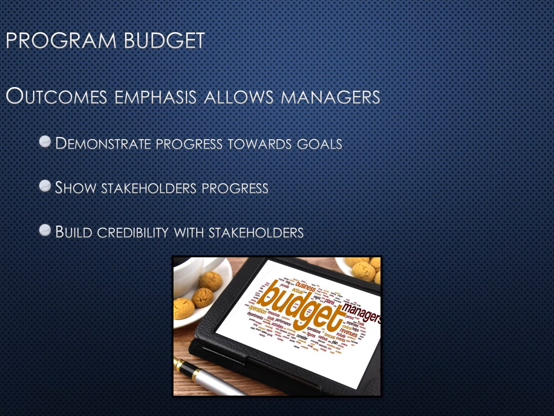Looking at a budget from an outcomes emphasis allows the manager or the administrator to demonstrate progress toward goals, show our stakeholders progress. So this could be the public, the board of directors, and so on and so forth, and also build credibility with stakeholders as we show progression through our budget and our initiatives as far as working toward those outcomes.